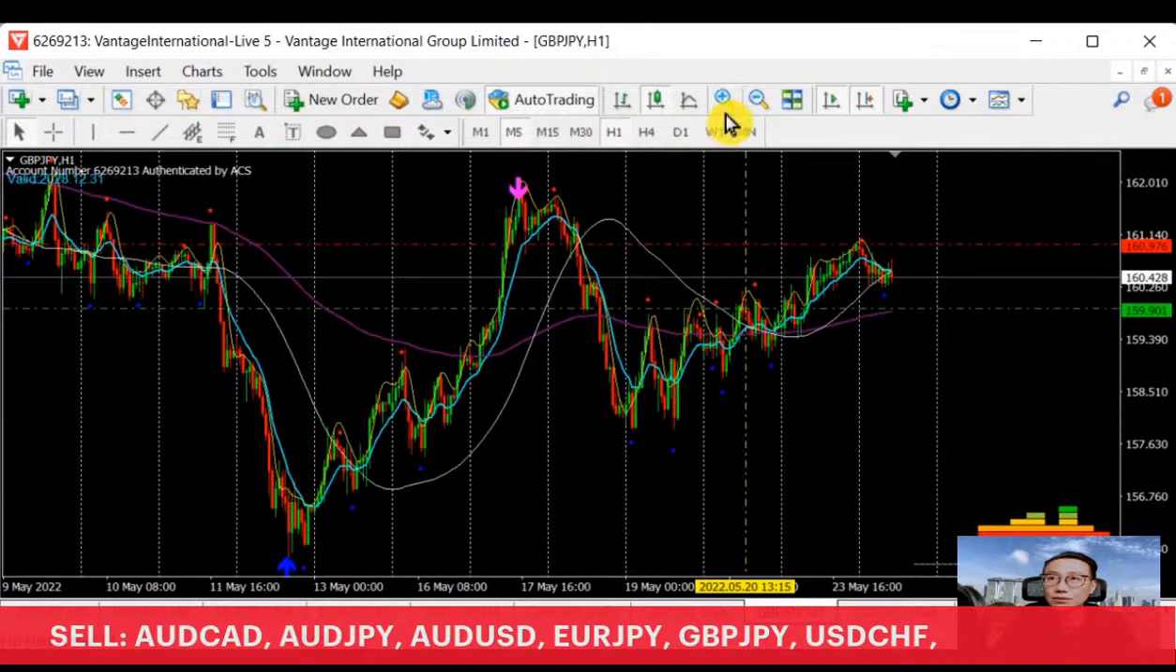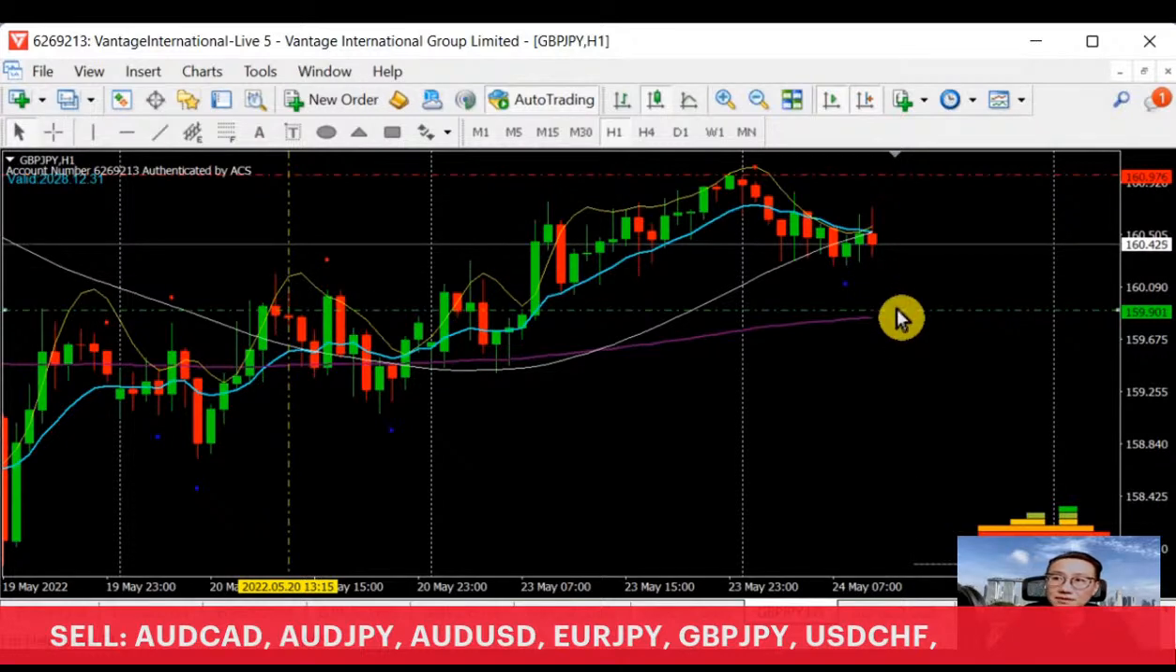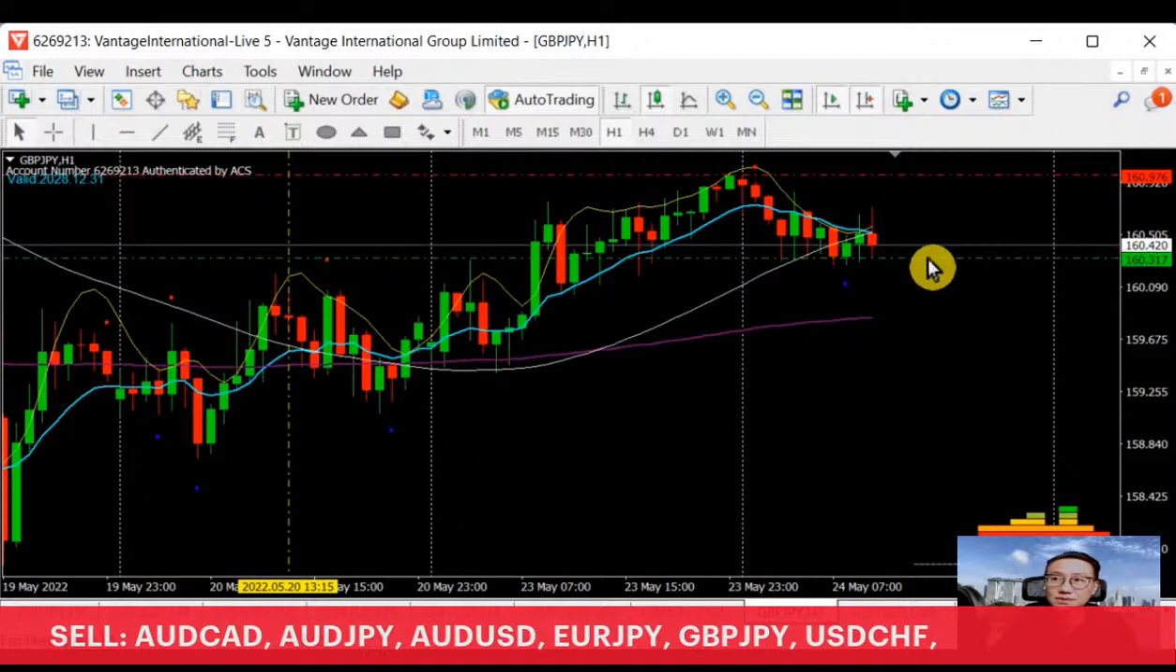Let me move this support level up first. This is a support level, as we can see. Plenty of tries over here, a lot of tries trying to break the support. So tentatively, by looking at this, it may be struggling at this area. So currently, I would suggest a selling first.